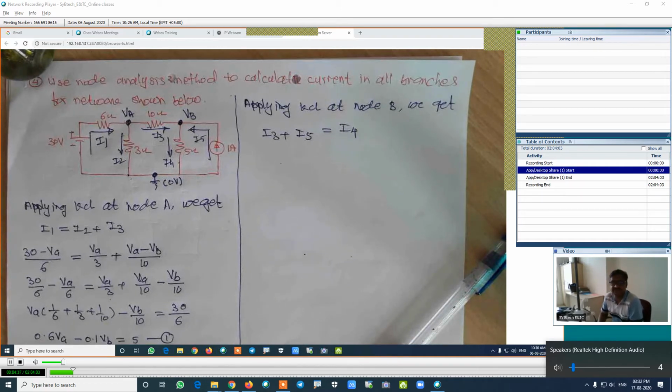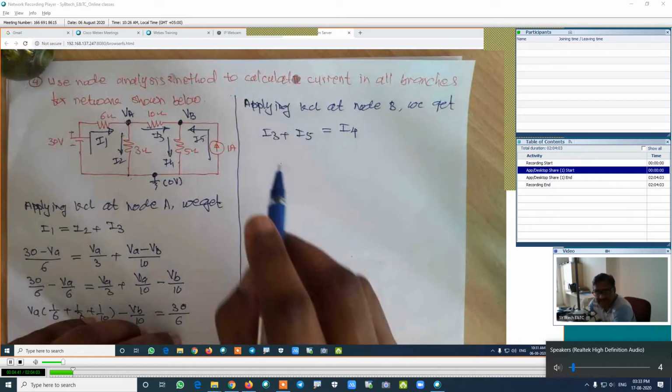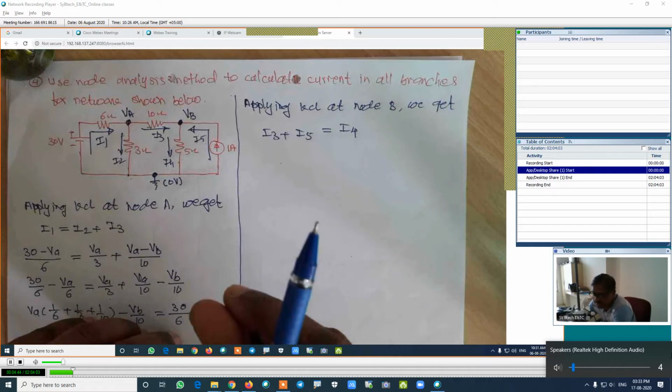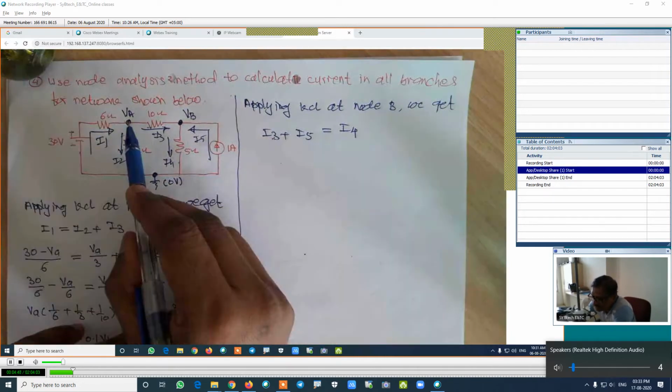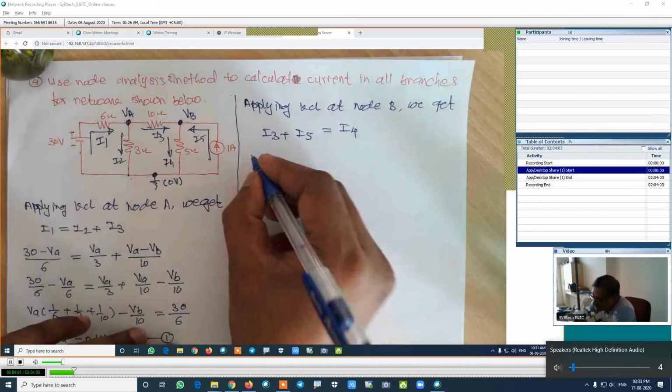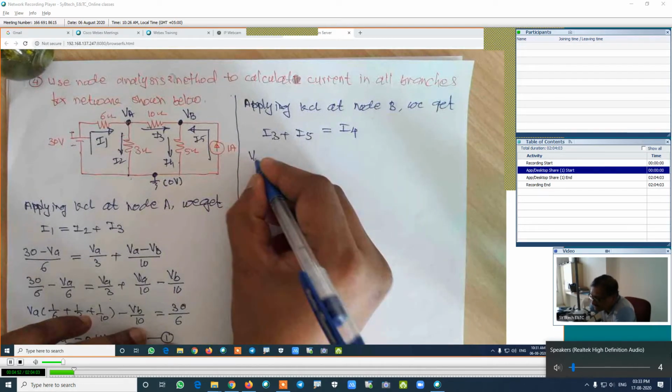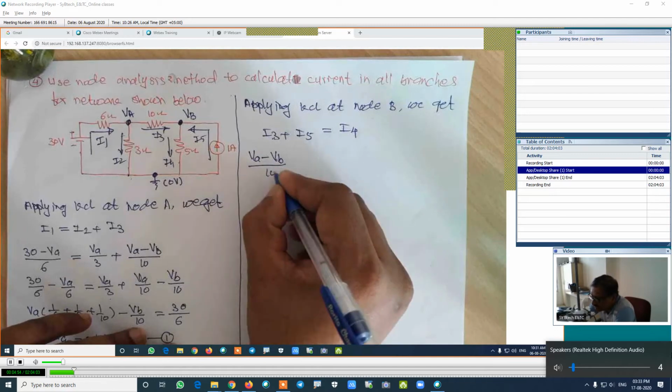It is a point of concern now. I will discuss here. If anybody has any doubt, please raise your hand. I will answer your query. This is I3. How is the I3? VA minus VB divided by 10. VA minus VB divided by 10 is the I3.